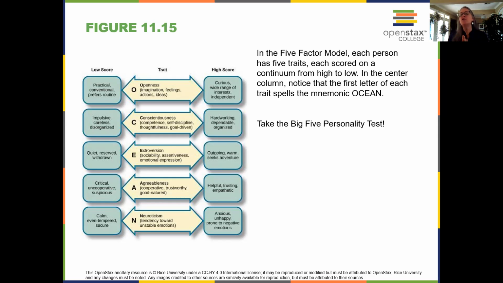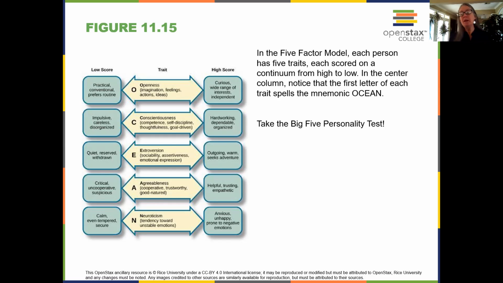So we don't want you to be high in conscientiousness or high in extroversion or high in agreeableness or high in openness or high in neuroticism. You are what you are. And then depending upon the situation that you're in, your personality will be a good match for that situation, or it might not be. So let's go through these in turn.